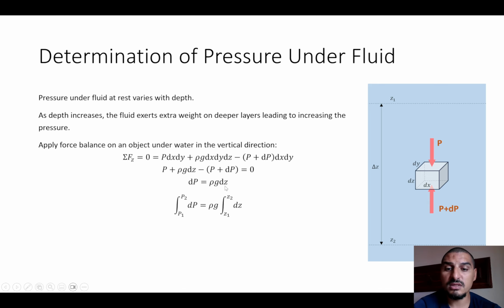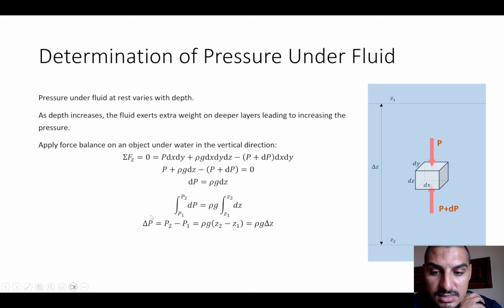Now we can do the integration from z1 to z2. Of course, g is constant, and rho can be considered constant if it's the same fluid. The pressure is going to be P1 at z1 and P2 at z2. So it's going to be the integral of pressure from P1 to P2 and the height from z1 to z2. By doing the integration, this is going to be P2 minus P1, which is delta P, the change in pressure. This is very important: what we are calculating here is the change in pressure, and we will come to this later. It equals rho g times z2 minus z1, which is what we call delta z.